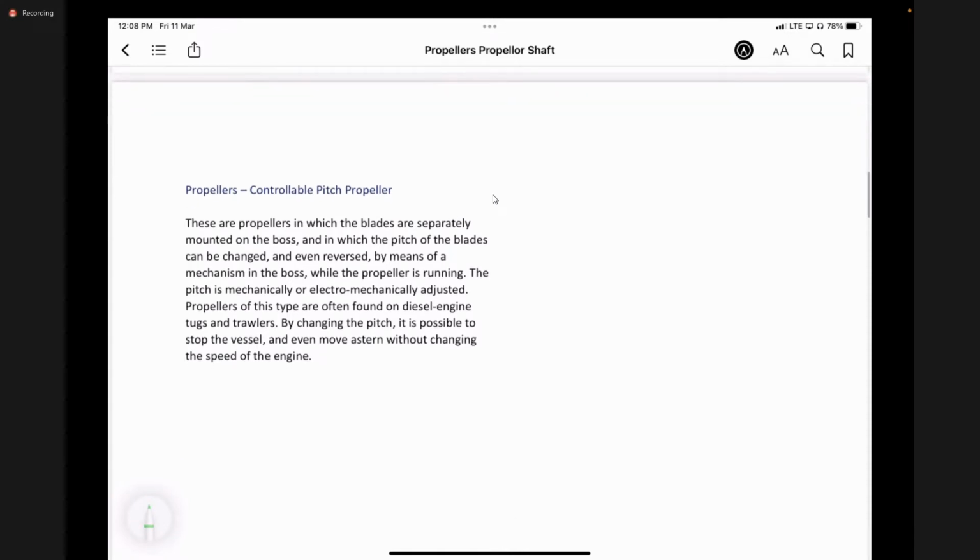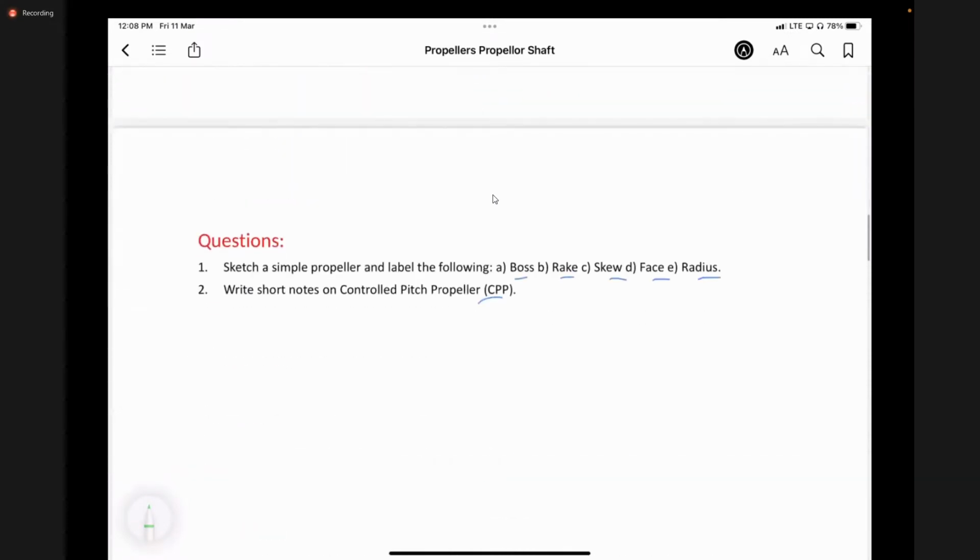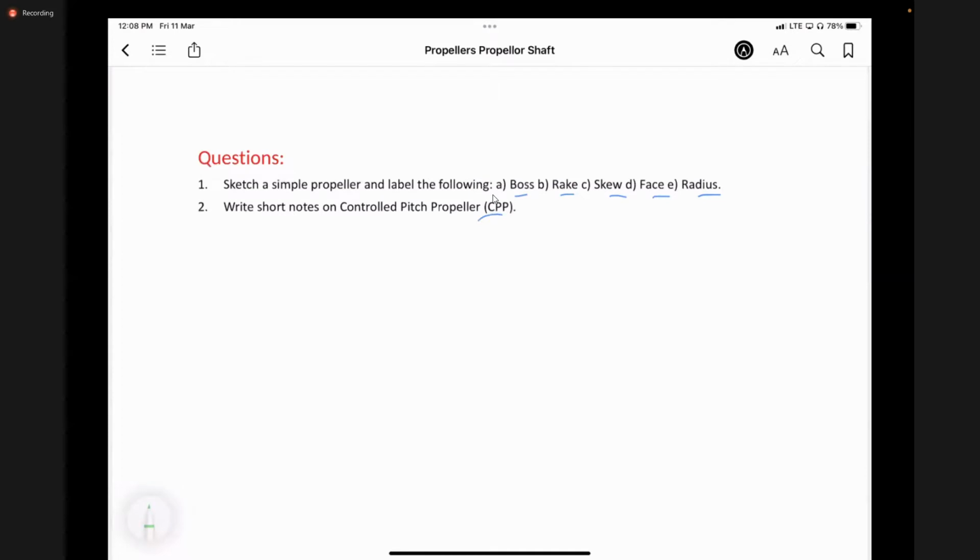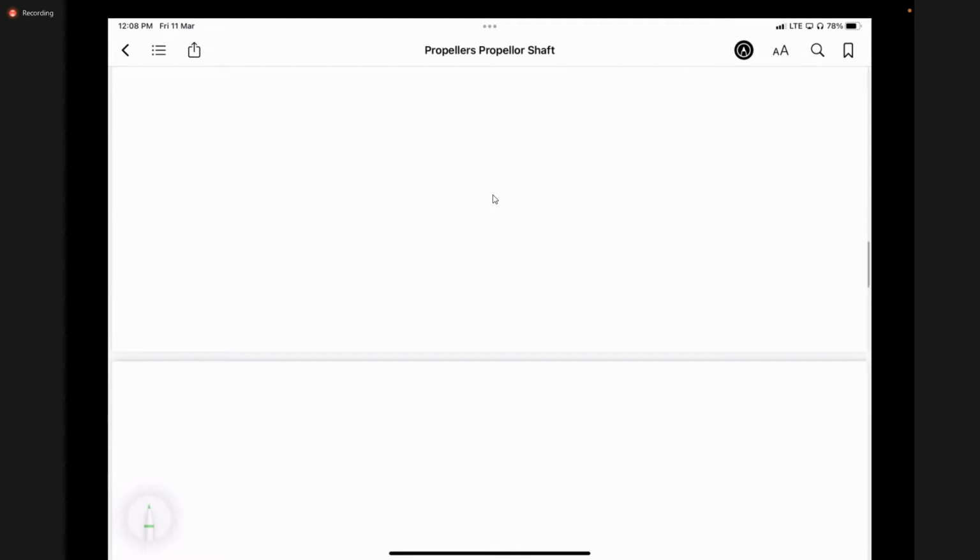No, sir. Okay. Questions are all easy. Boss, rake, skew, face, radius, right? Short note on controllable pitch propeller. Everything done. The last topic in this unit is stern tube.